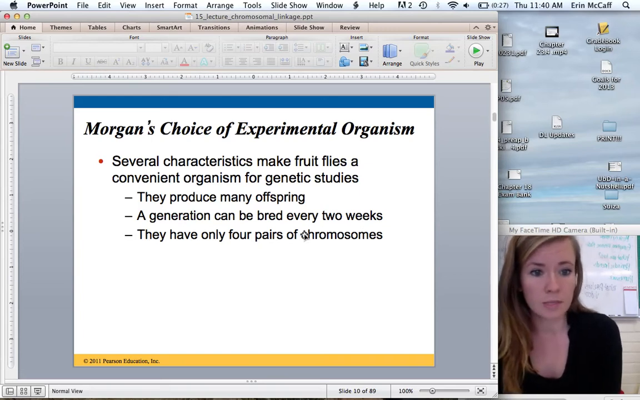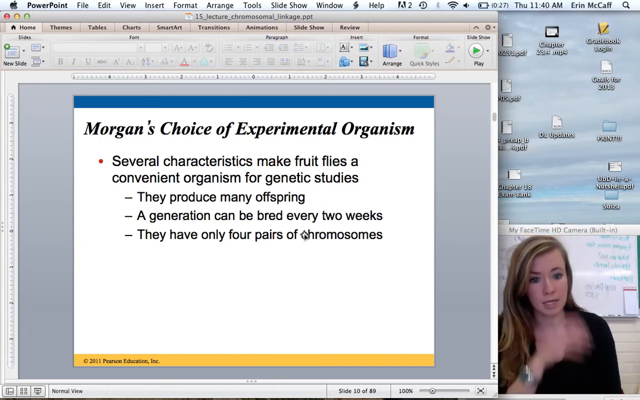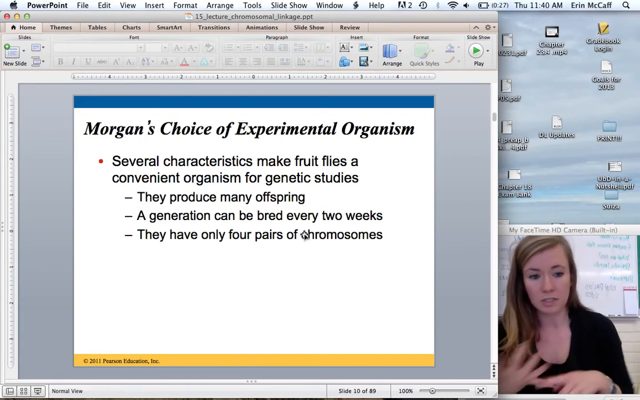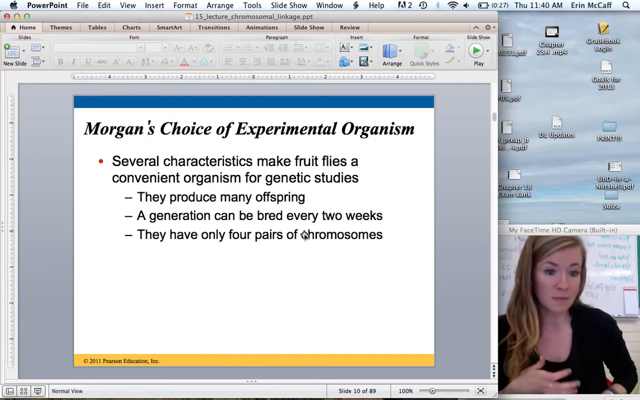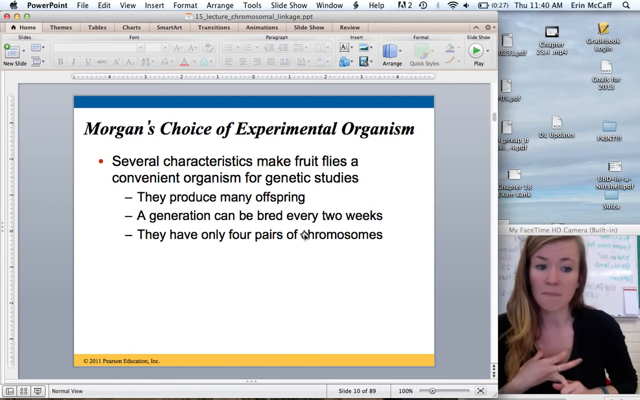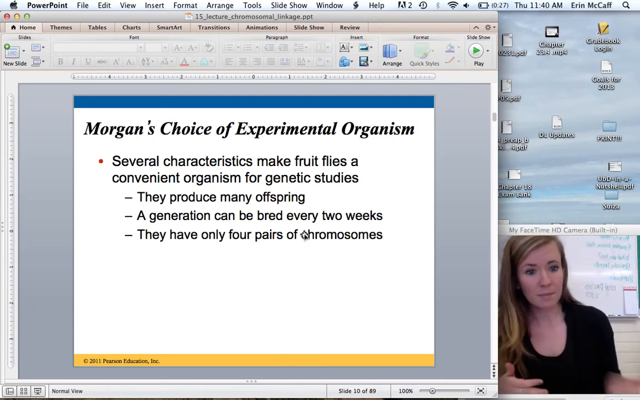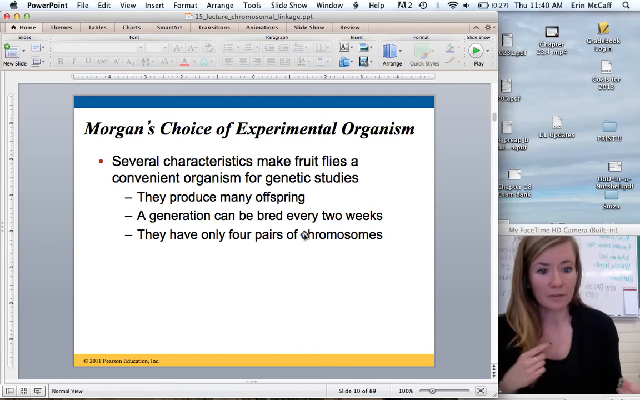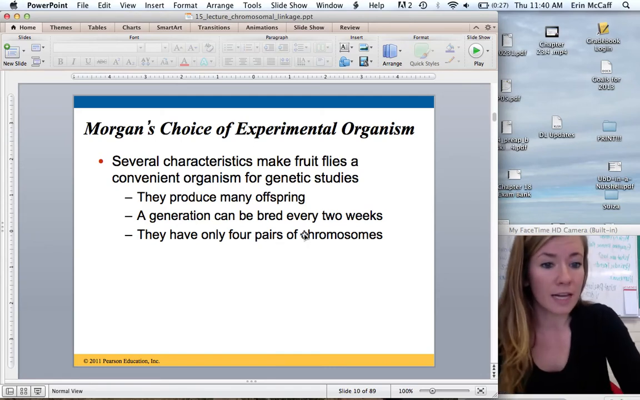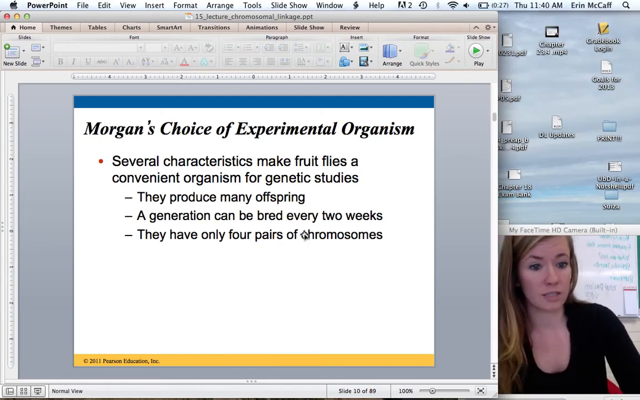So it's pretty simple to break things down and figure out where things are coming from, as opposed to humans where our generation time is 30 years instead of 2 weeks. You produce 1 offspring, maybe 2, if you're lucky. More than that's very rare per mating, and we have 23 pairs of chromosomes. So obviously fruit flies are a pretty good subject of study.